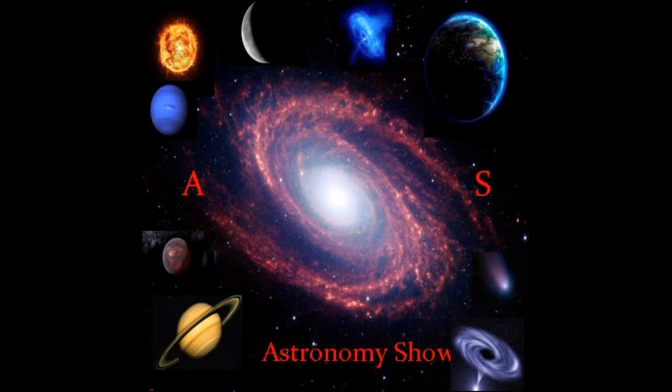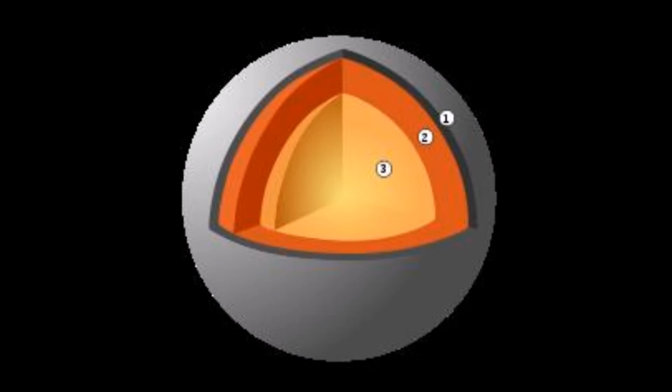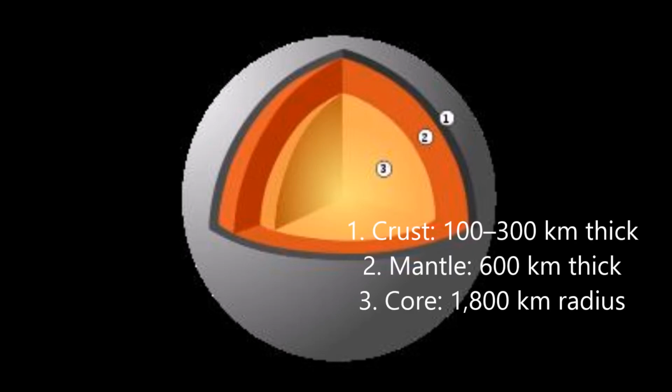Mercury's a rocky body like Earth. It is the smallest planet in the solar system, with a radius of 2,439.7 kilometers. I'm going to show you a picture now. This is a diagram of the internal structure of Mercury. It has a crust of 100 to 300 kilometers thick, a mantle of 600 kilometers thick, and the core is a 1,800 kilometer radius.